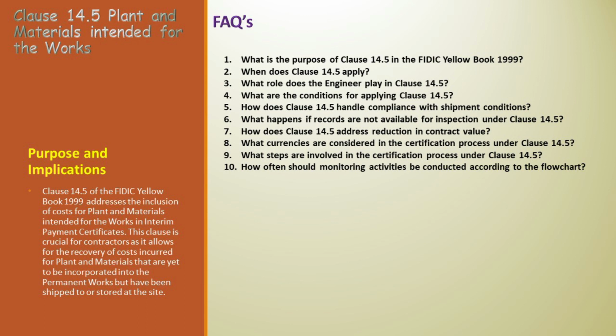7. How does the clause address a reduction in contract value? Answer. When plant and materials are included in the permanent works, Clause 14.5 prompts a reduction in the contract value under subclause 14.3c, preventing double counting in subsequent payment certificates.